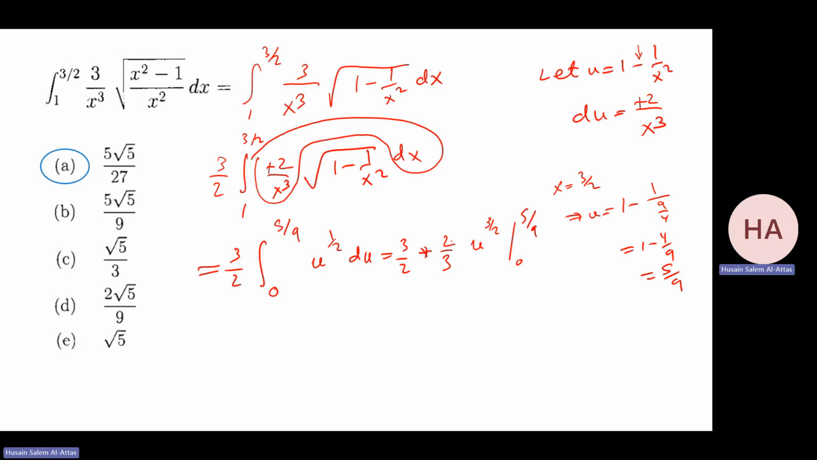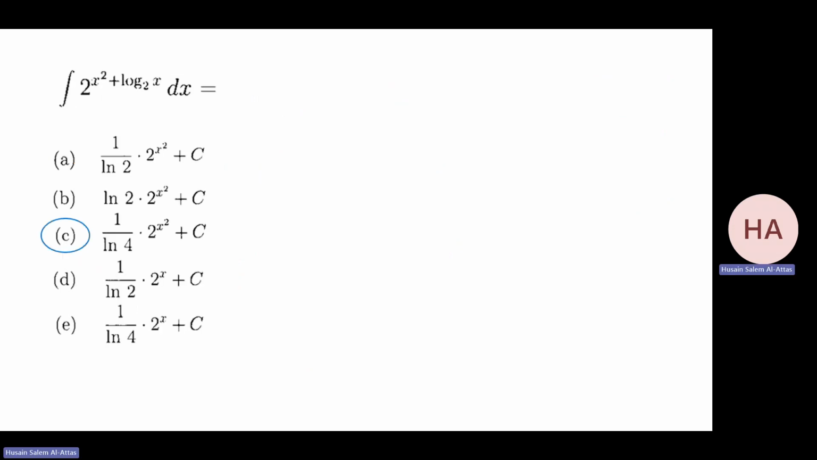Now I need to do the calculation. That will be what? The square root of 5 cubed over the square root of 9 cubed, which is 3 cubed, minus 0. This is cancelled. So I have 5 square root of 5 over 27, which is this one. Okay, let me try to do more problems.